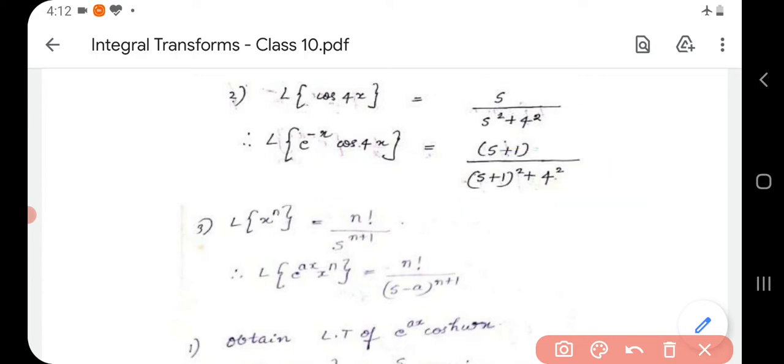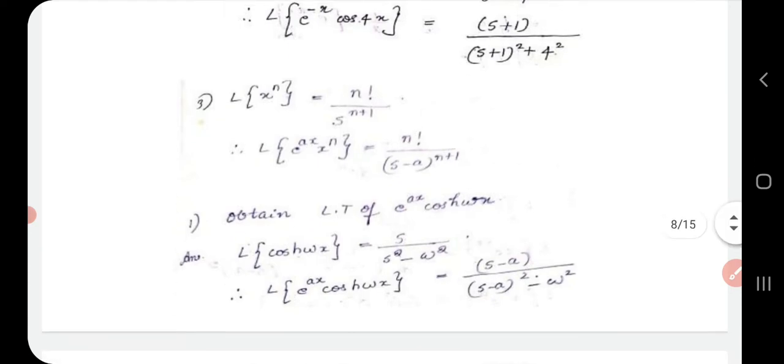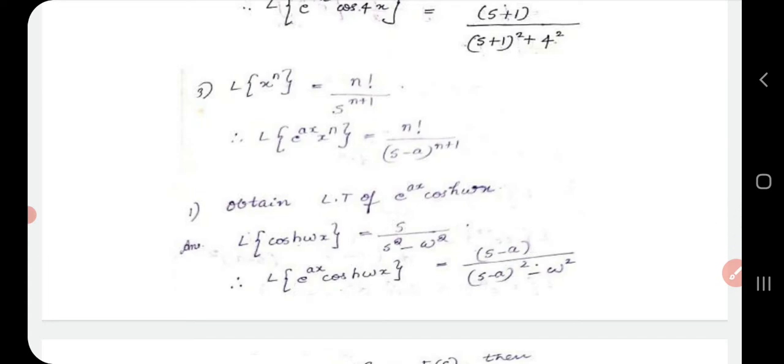So when you are given a problem, just note it, okay, before writing the answer. Don't be in a hurry. Now another one, x raised to n. You know the Laplace transform is n factorial by s raised to n plus 1. We have already derived in the last class. So if instead of this x raised to n, there is an e raised to term, that is e raised to ax x raised to n, then what will you do? You just write n factorial by s raised to n plus 1. Then from s you are subtracting that coefficient, that is a, s minus a. Okay.